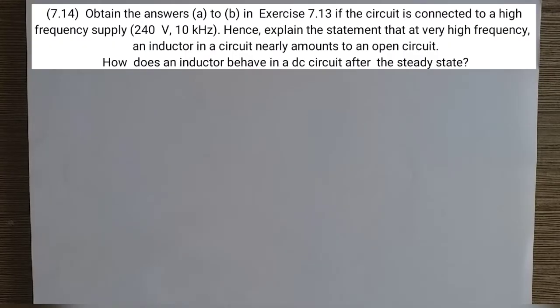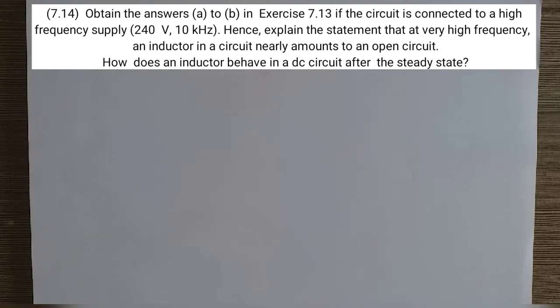Exercise example 7.14. Obtain the answer to A and B in exercise example 7.13 if the circuit is connected to a high frequency supply of 240 volt and 10 kilohertz frequency. Hence explain the statement that at very high frequency an inductor in a circuit amounts to an open circuit. How does an inductor behave in a DC circuit after the steady state?